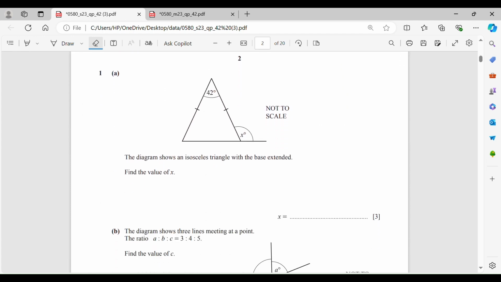First question is, the diagram shows an isosceles triangle with the base extended. Find the value of x. So we need to find this value.